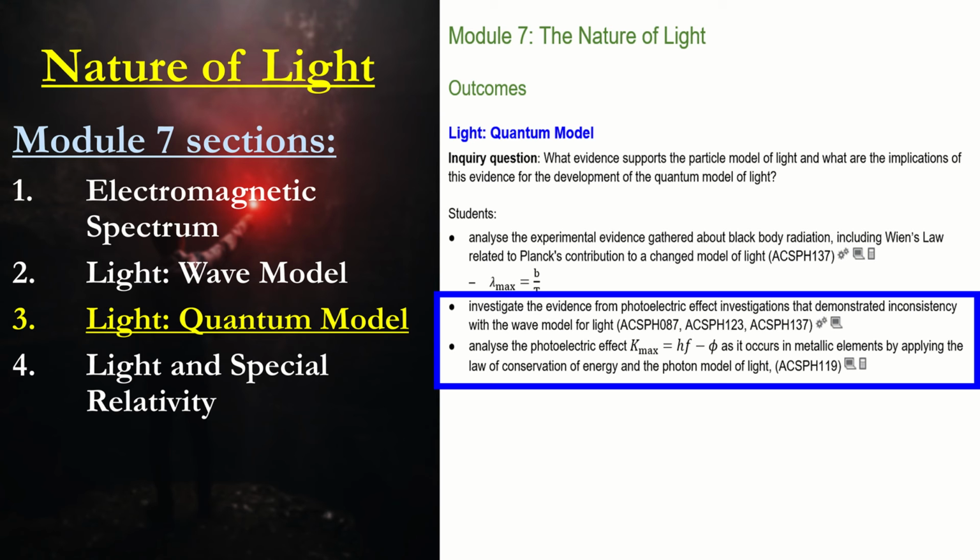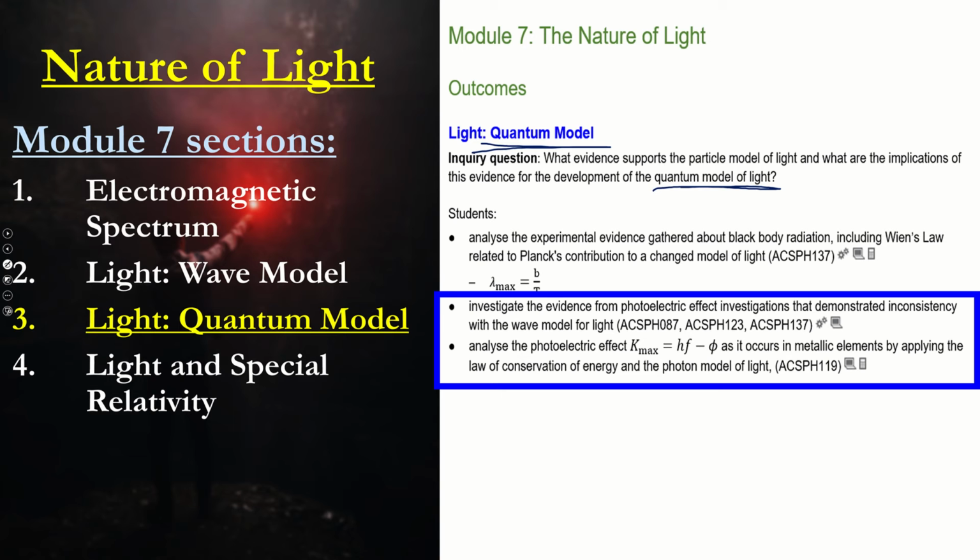Okay, so today we're covering Module 7, Inquiry Question 3. And in this inquiry question, we're looking at the quantum model of light, which means what evidence are we looking at that supports the particle-like nature of light, and how's that changed our understanding of physics, and how have we come up with this idea of the quantum model?